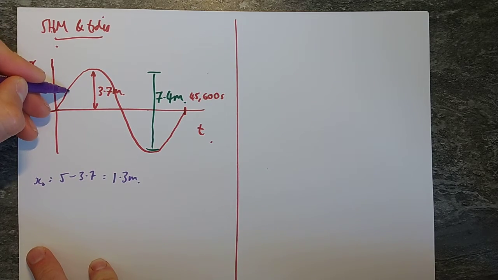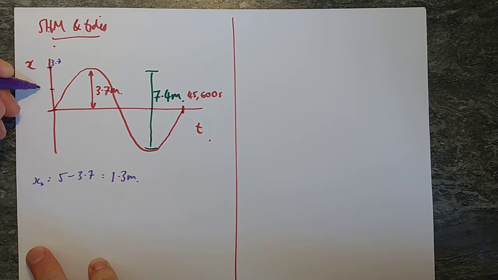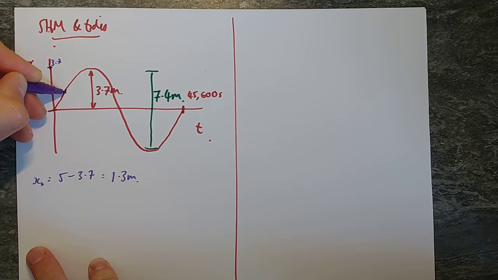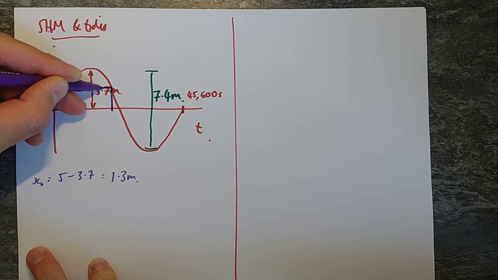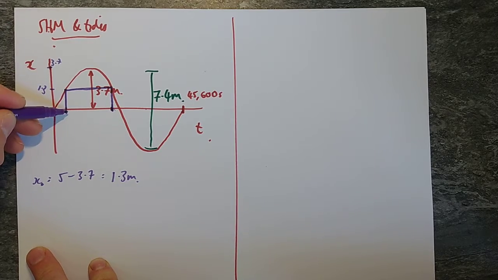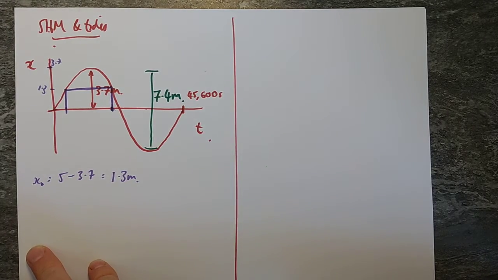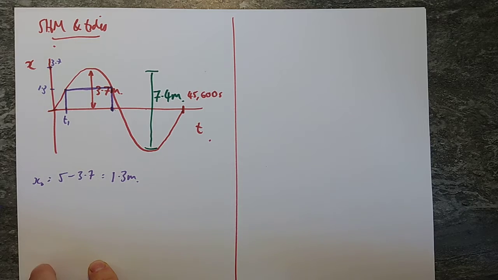So what we want to know is that there is 3.7, this here is 1.3. What we want to know is how long is it above that height there. So there's these two times here, there's this time here and this time here. So what we've got to do is work those ones out. Now the easiest one to work out is this one here, if I call this T1.